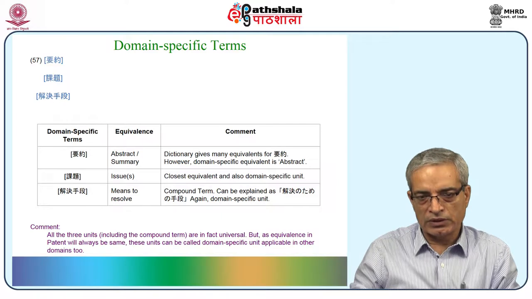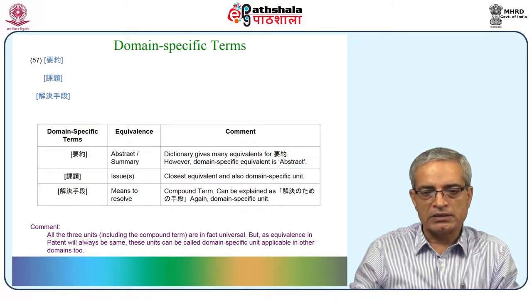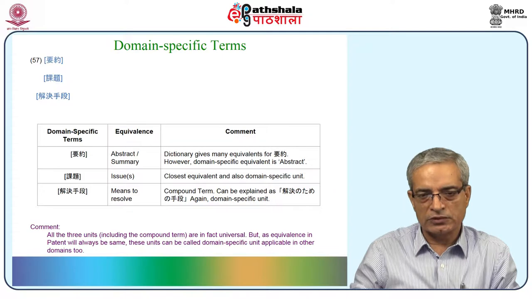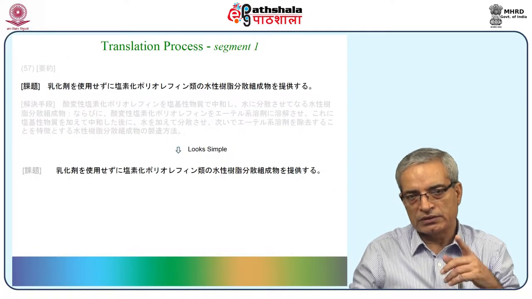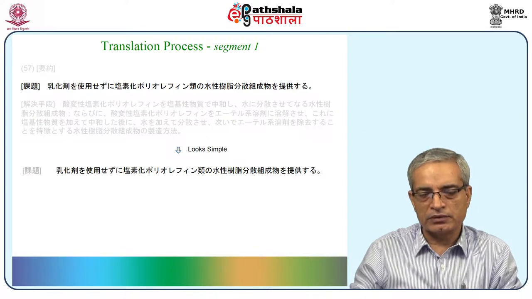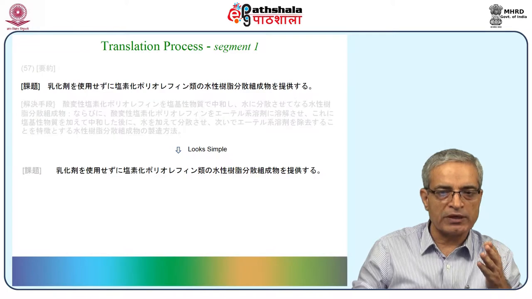All the three units, including the compound term, are in fact universal, but as equivalence in patent will always be the same, these units can be called domain specific units, applicable in other domains also. And now let's see the first segment. If we see, okay, the second part, and the kazai also is dropped, so the rest part is quite simple.